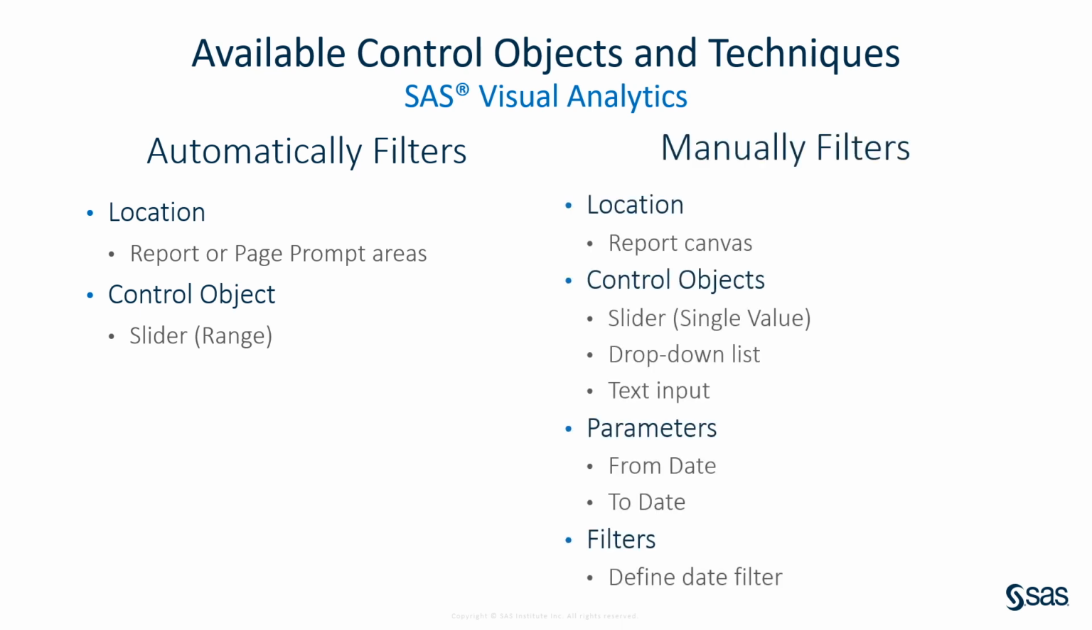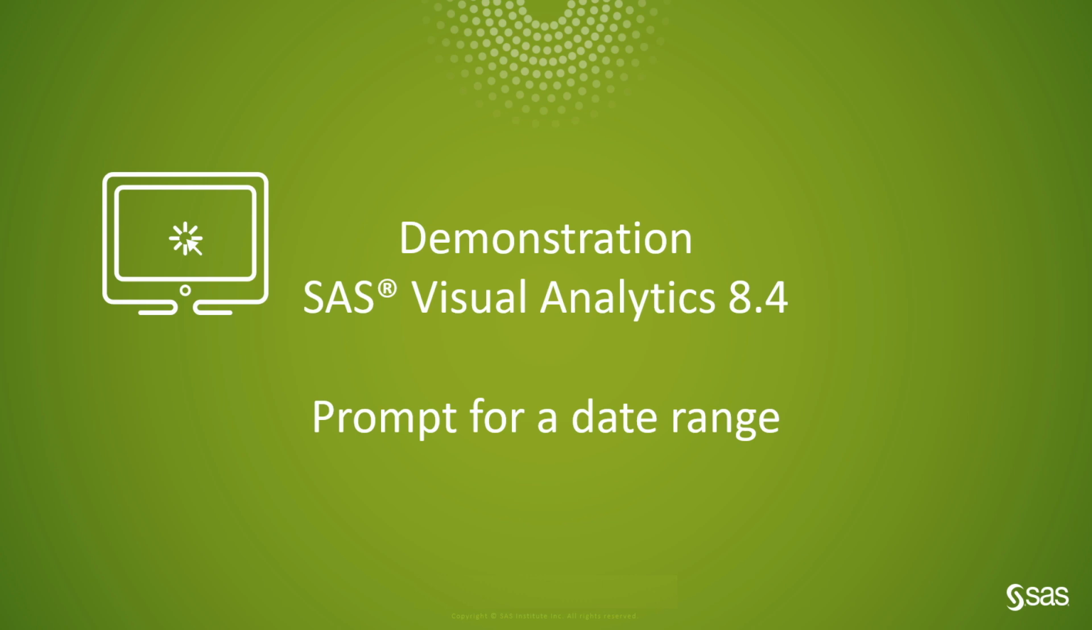The second technique requires manual steps to filter the report objects. The location for the prompts must be in the report canvas. The available control objects include a single value slider, a drop-down list, and a text input. I will then walk through how you configure both from and to date parameters. We will need to define filters for each of the report objects we want to filter for this date range. Let's get started with the demonstration.